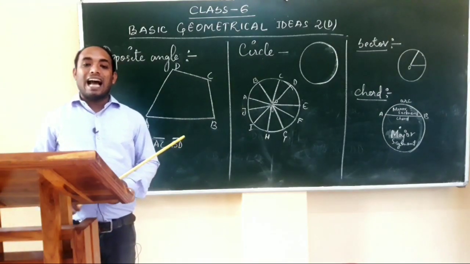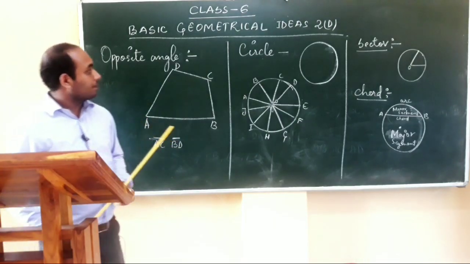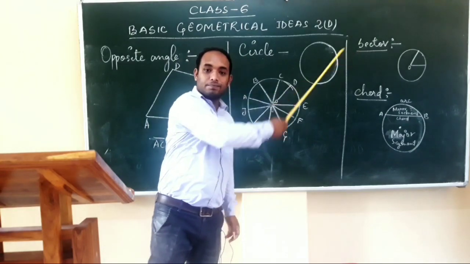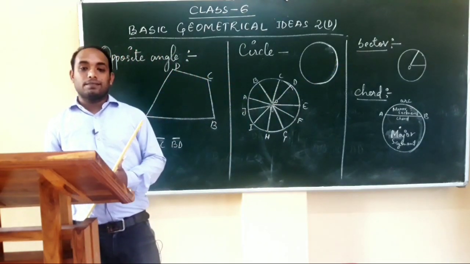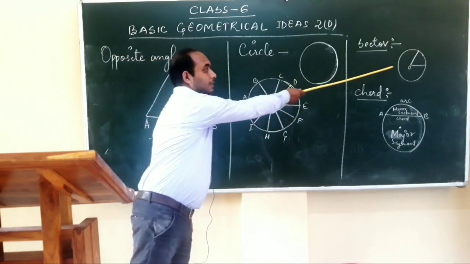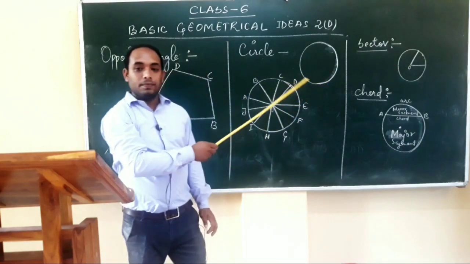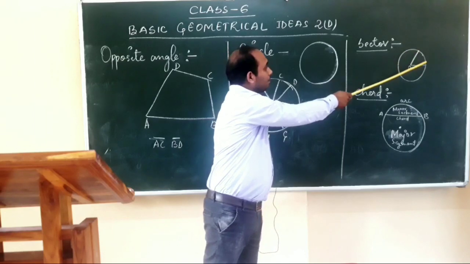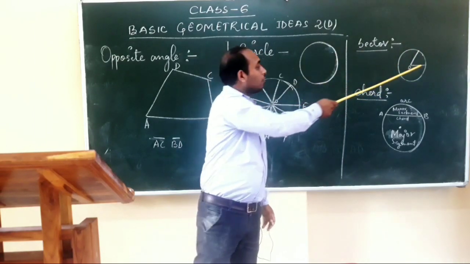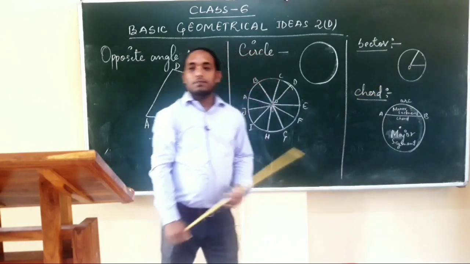Now let's see the other parts of the circle. Now we will discuss a sector. What is a sector? A sector is enclosed by two radii and one arc.